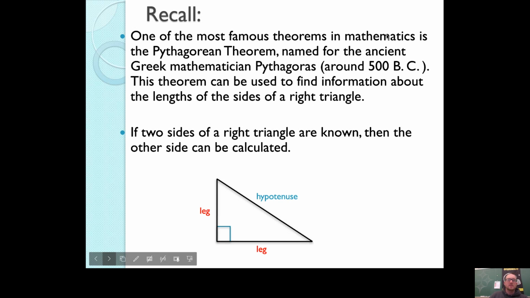One of the most famous theorems in mathematics is called the Pythagorean theorem. It's named for an ancient Greek mathematician named Pythagoras. This theorem can be used to find information about the lengths of the sides of a triangle. If two sides of a right triangle are known, then the other side can be calculated. So what's nice about any right triangle is if you know two of the sides, you can always find the third side.